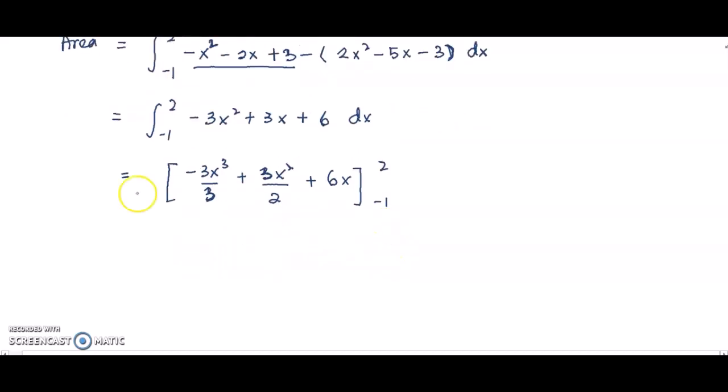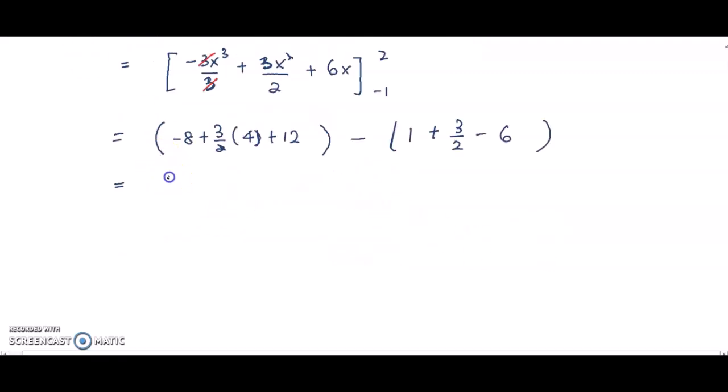Okay, you can simplify it first. Cancel off the 3, and then now you can insert your upper limit and lower limit. Provide 2 brackets, and now insert the 2 inside. Finally, you get 27 over 2 unit square.